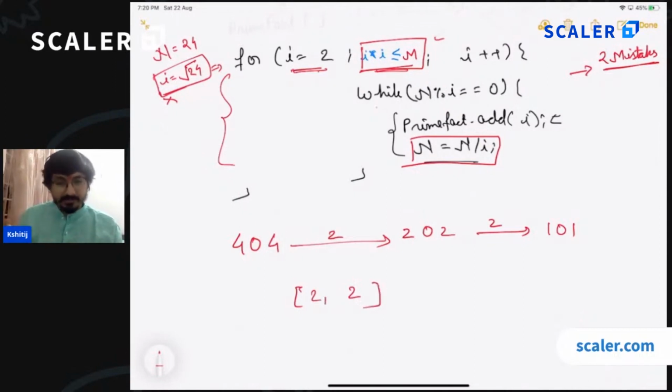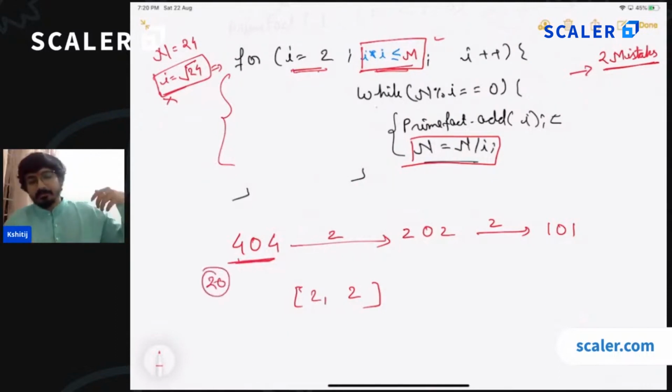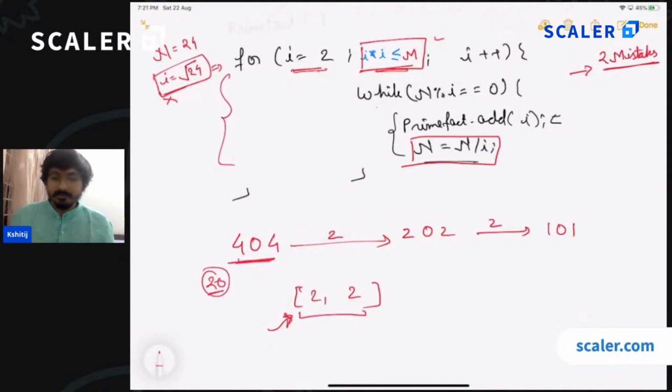Then this is not divisible by 3. And what would be the maximum value of i that I will be taking in case of 404? The maximum value that I can take is going to be 20, right? Because the square of 21 is going to be greater than 404. So the maximum value of i is going to be 20, but we can see that for all these values of i, the prime factorization of 404 is not complete, right?